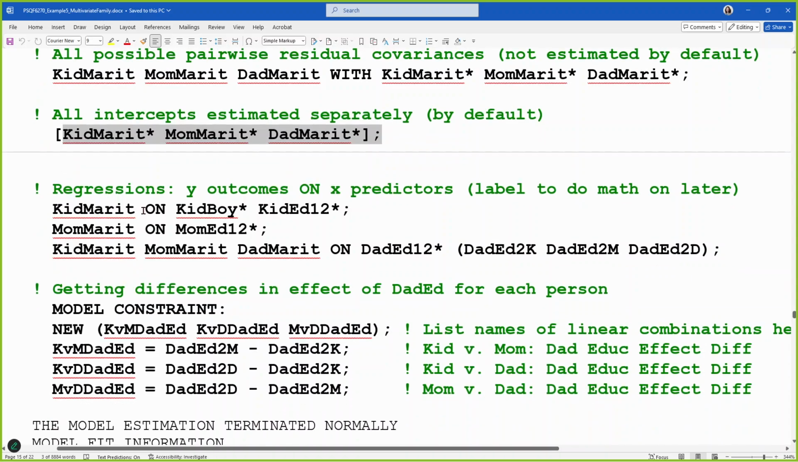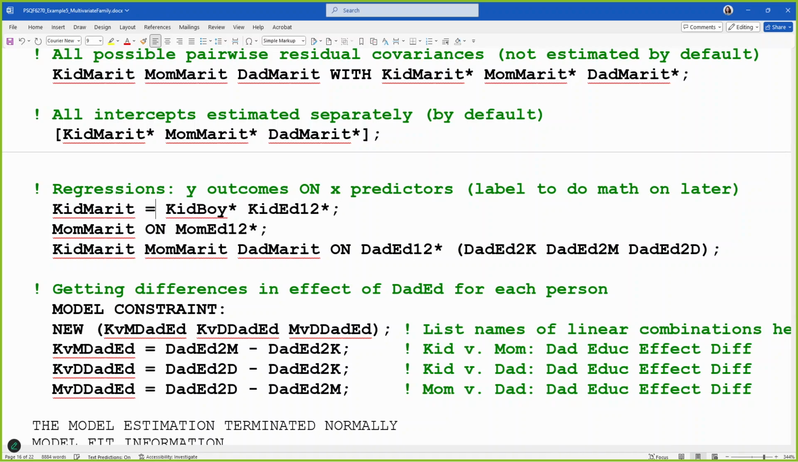Last but not least, the word on. That comes from the old school way of talking about regression as regress y on x, which is never ever how I say it because it sounds backwards to me. The way that you can make this make sense to you is to visualize, rather than the word on, that it's an equal sign. Then it looks like an equation. Y equals these predictors. So on is the magic keyword for that.